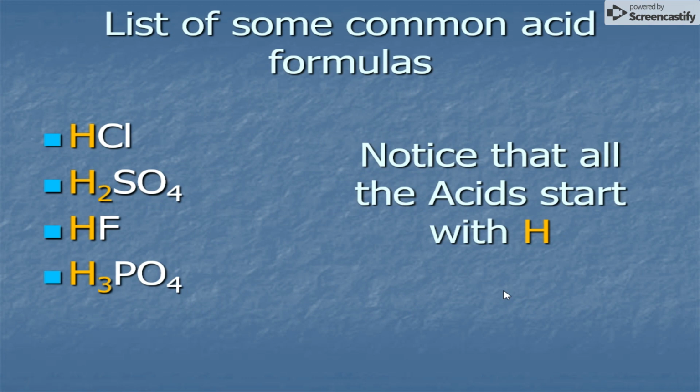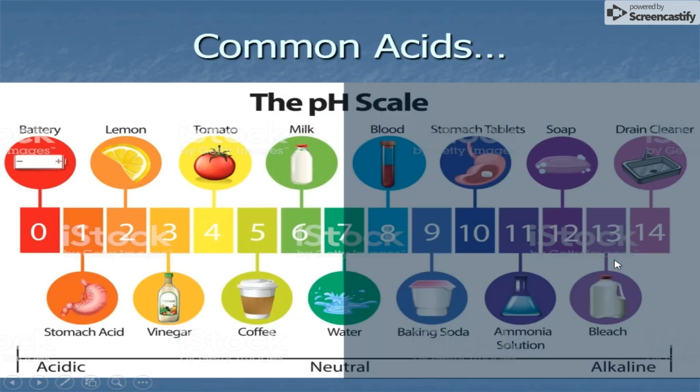Here's a list of some common acids. Here's hydrochloric acid. This is phosphoric acid. Sulfuric acid, sorry. Man, I got it all wrong. Sulfuric acid. This is hydrofluoric acid. And finally, this was the phosphoric acid. And you can see all acids start with the letter H. So that's one way you can know something's an acid.